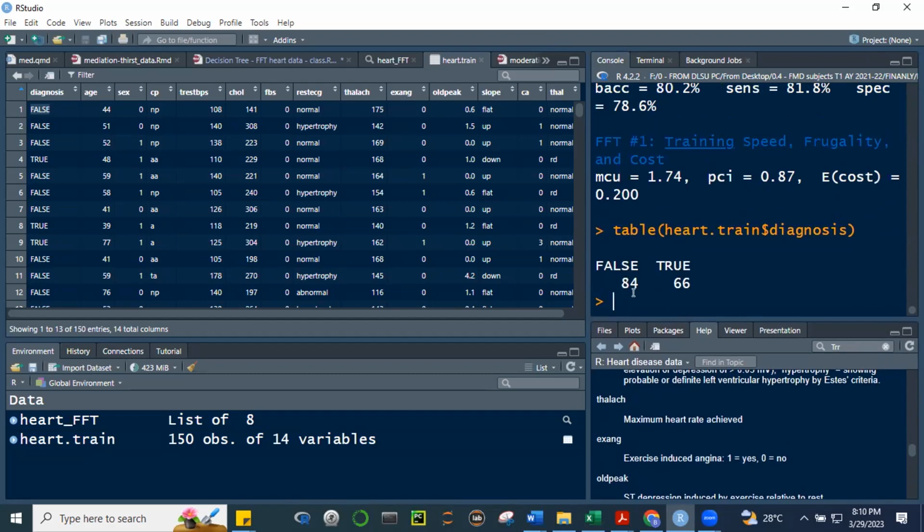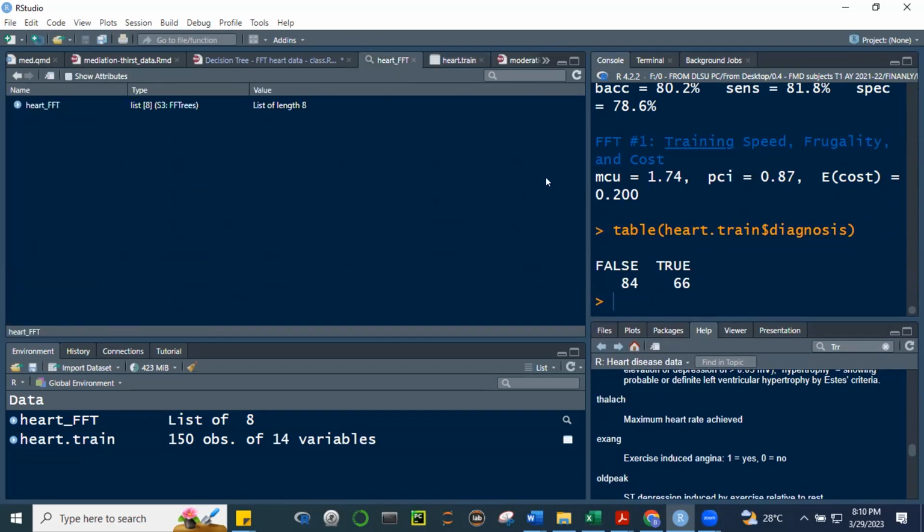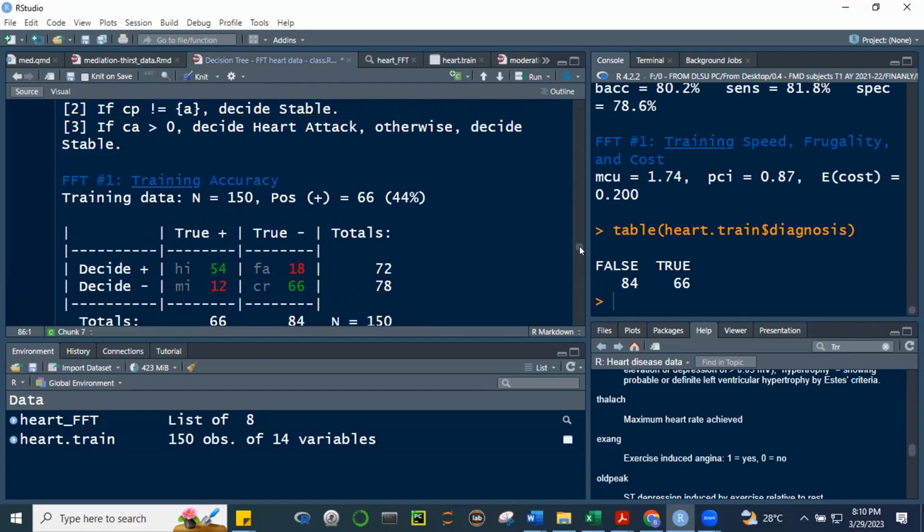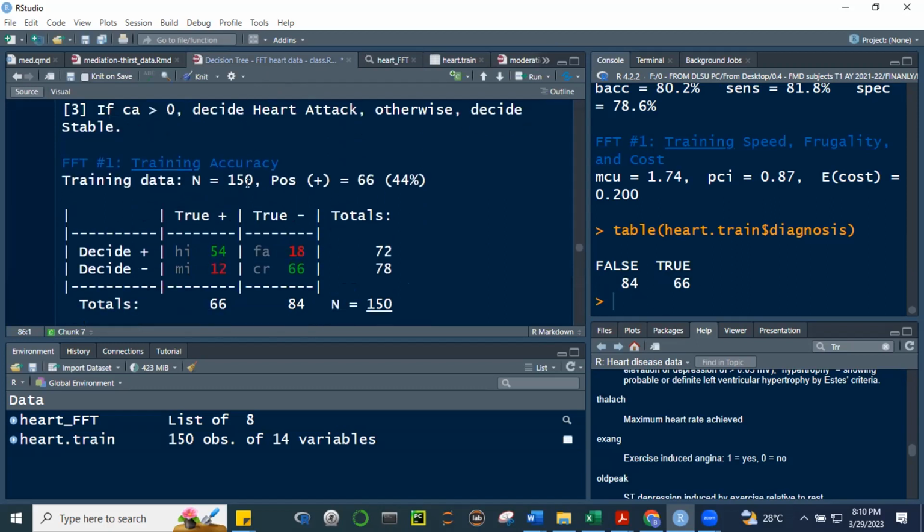False, ibig sabihin walang heart attack, walang heart disease. 66 yung may heart disease. Alright, so this is the distribution ng 150 data set natin. Okay, 84 yung walang heart disease, 66 yung meron. Okay. So, tingnan natin yung breakdown niya, no? Alright, ito yun, no? N is equal to 150, ang positive dito is 66. Which is 44% yung positive yung may heart disease. Therefore, 56% yung 84, yun yung negative siya for heart disease.